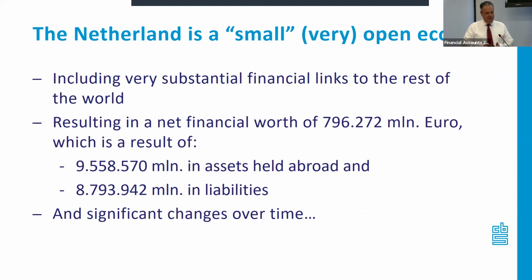The Netherlands is not a big country. It's actually a very small country if you look at how many people populate this very small space. And it's also a very open economy. So we trade a lot with the rest of the world, but also on the financial part, we have a lot of substantial financial links to the rest of the world. That results in a net financial worth of almost 800 billion euros, which is the result of, and there we get to the trillions again, even larger total assets held abroad and total liabilities we have to the rest of the world.